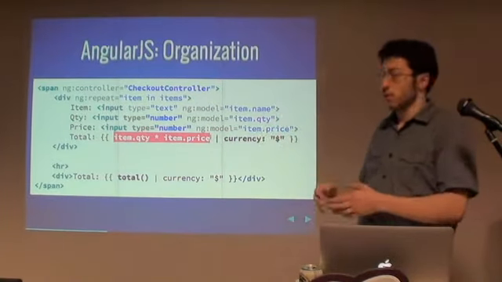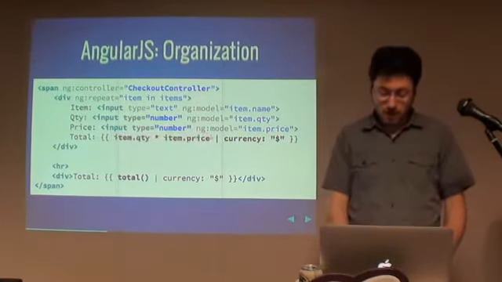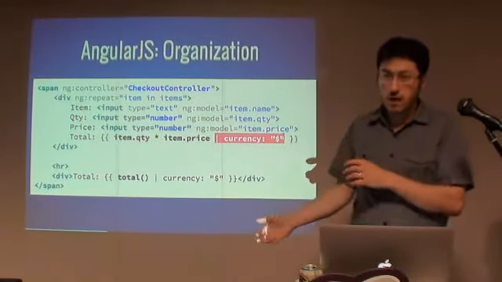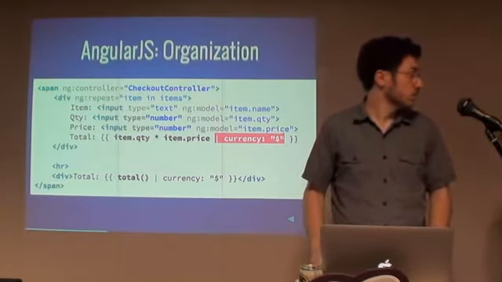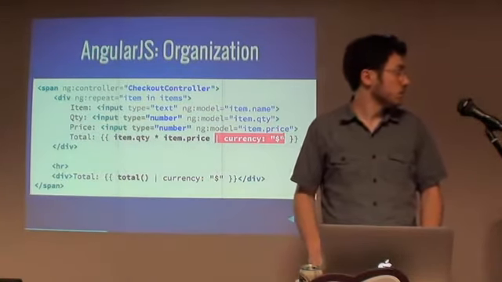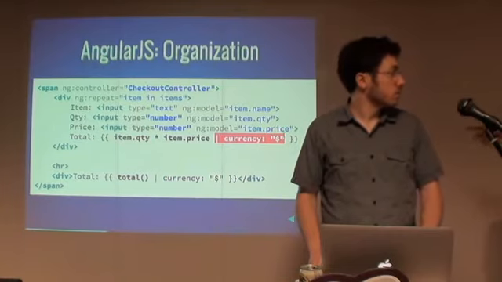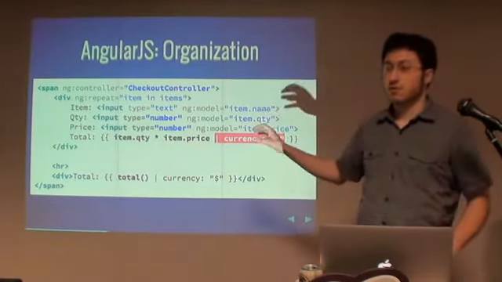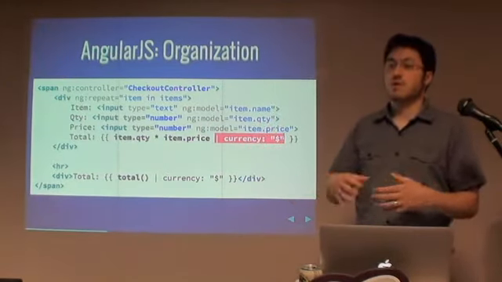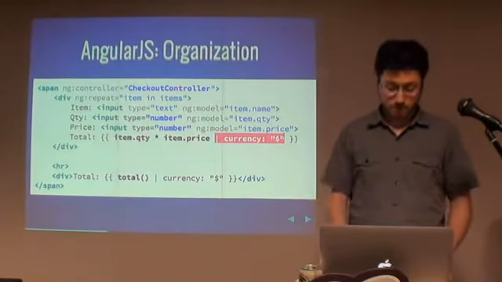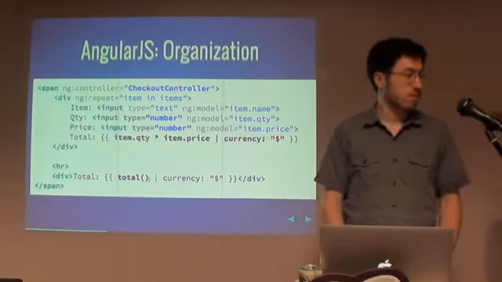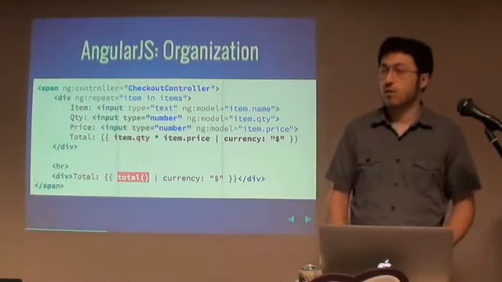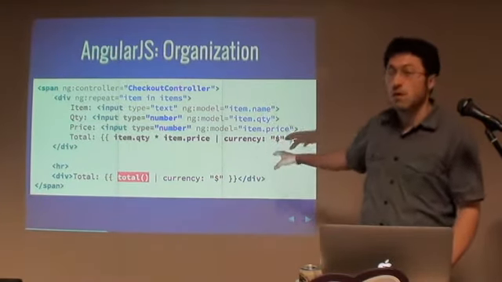So this is a slightly more complex AngularJS expression, which is multiplying the quantity by the price and using this syntax, which is the AngularJS filter syntax. You can also specify a filter, the currency filter. And so the currency filter transforms the number into a currency format, outputting based on that format.